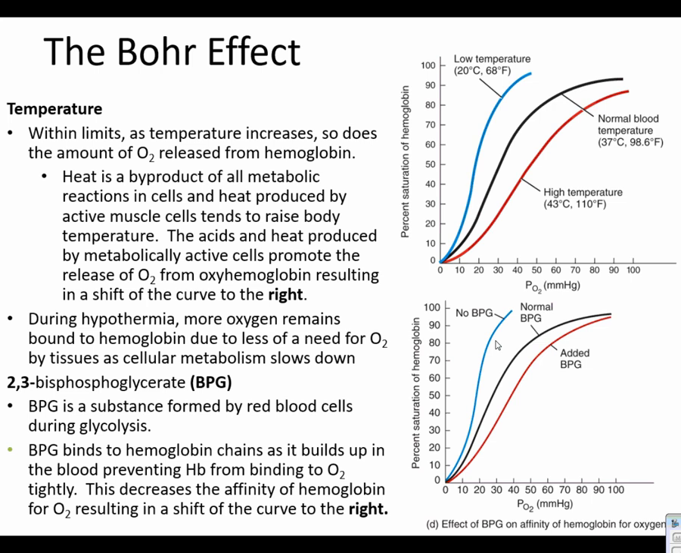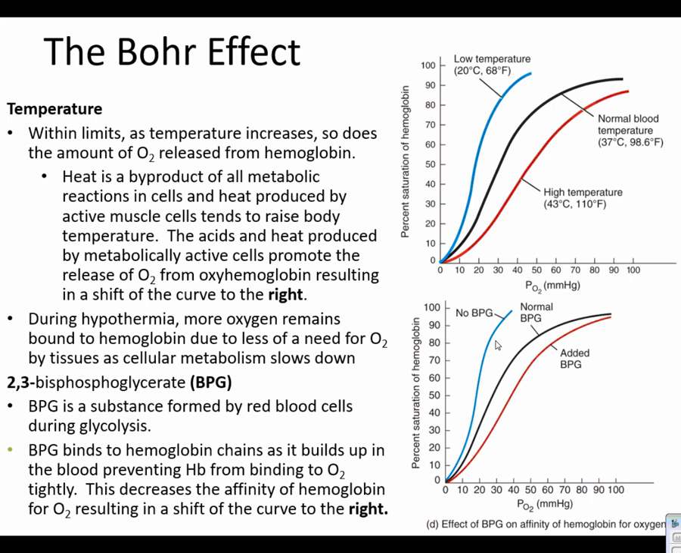What happens to your temperature in the body as you exercise? It goes up. Guess what an increase in body temperature does to the curve? It also shifts it to the right. Why does our body temperature go up? Well, heat is a byproduct of all metabolic reactions in cells, and heat is produced by active muscle cells, especially when we're exercising, where those muscle cells are really active.